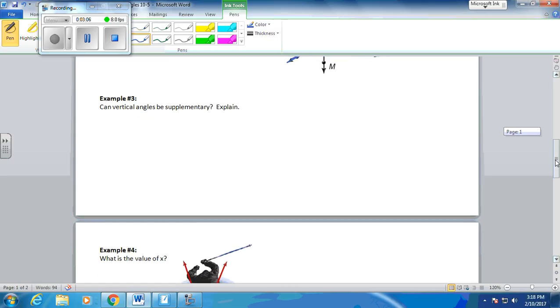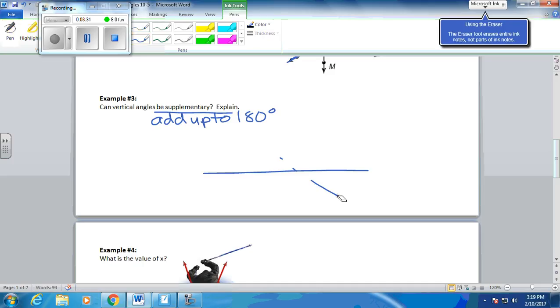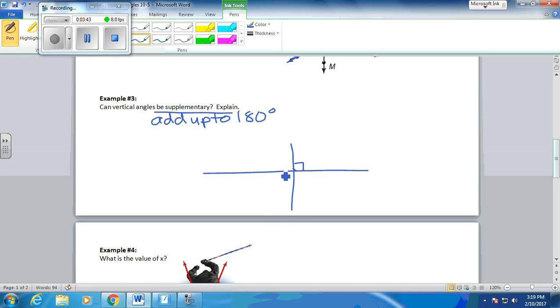Number 3 is asking, can vertical angles be supplementary? And supplementary again means they add up to 180. So I'm thinking that if I have a straight line, how would I intersect that? If I kind of go at an angle like this, that doesn't seem like it would be supplementary. So in order for me to have vertical angles add up to 180, vertical angles have to be equal. They have to be 90 degrees. This one would be 90, and this one would be 90. They would be opposite each other.